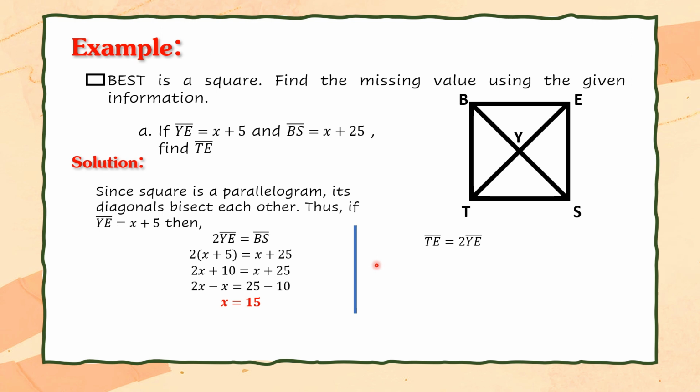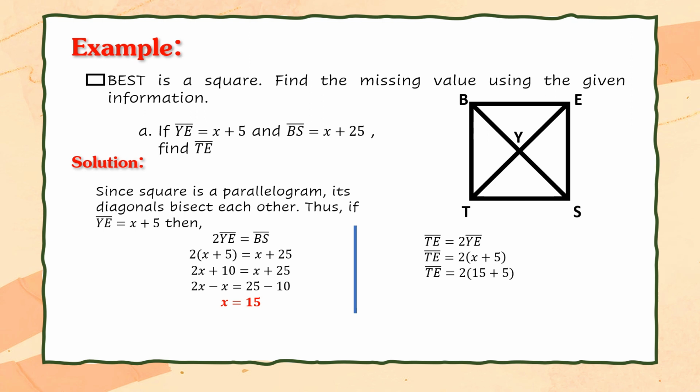Next, let us find the length of TE. To find TE, again, we need to multiply YE by 2. So our equation will be TE is equal to 2YE, or 2 times segment YE. Substituting, we'll have TE is equal to 2 parenthesis x plus 5, because that is the value of YE. Since we have the value of x earlier, which is 15, let us substitute it first. So we will have TE is equal to 2 parenthesis 15 plus 5.